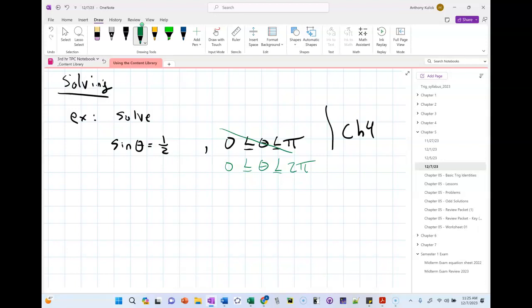Now this problem is fairly easy because I'm just going to go to my unit circle and look for where the y is 1/2. Take your identity sheet, flip it over, look at your unit circle, and tell me where the y coordinate is 1/2. Why am I looking at the y coordinates? Because it's sine. So if I look at my unit circle for where the y coordinate is 1/2, what angles did we see?